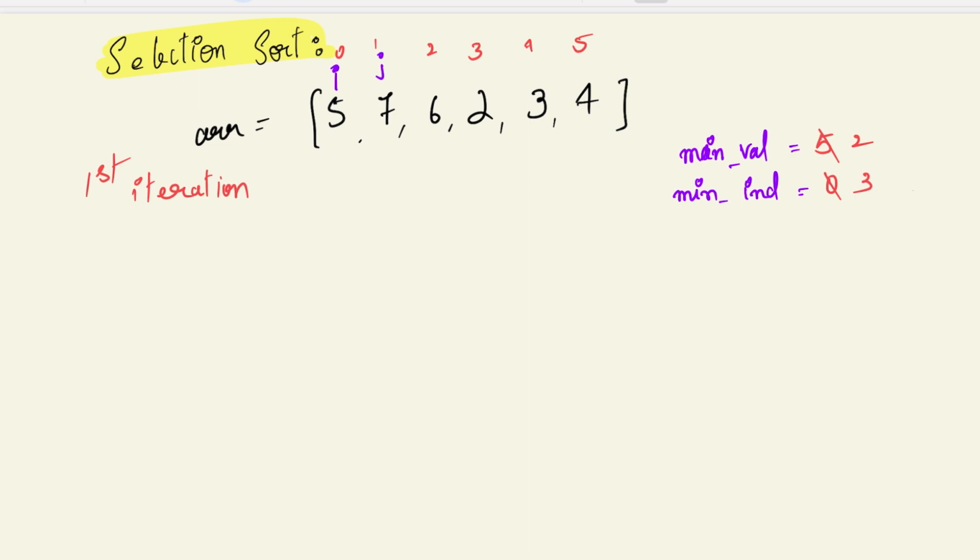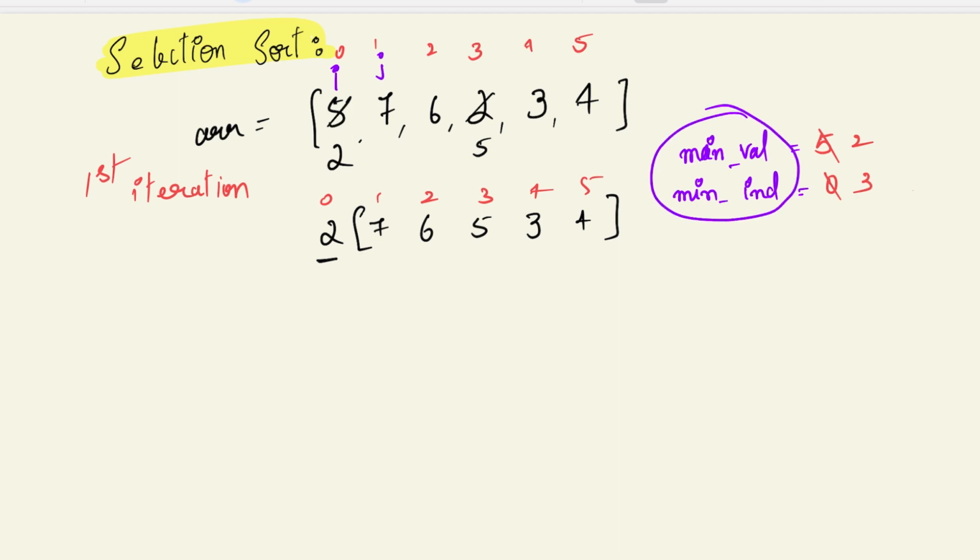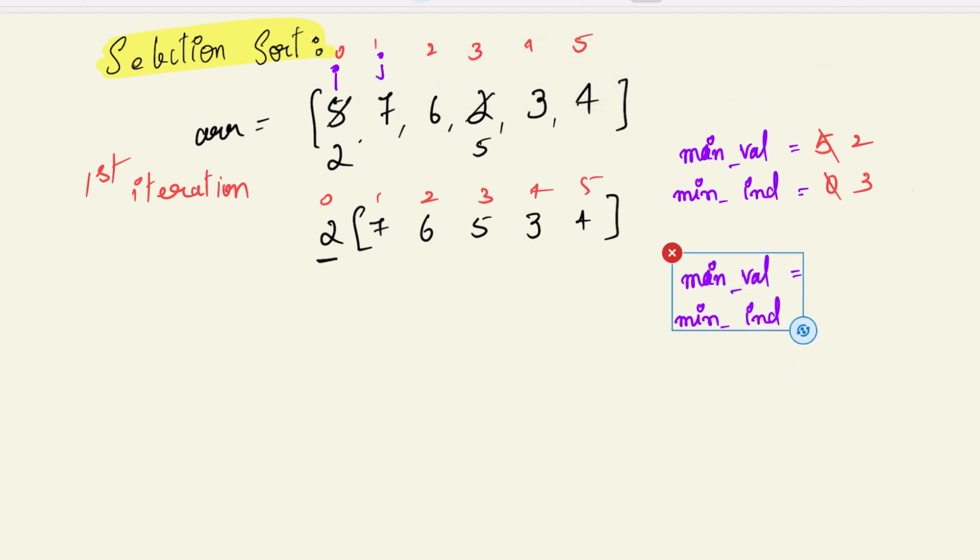So we have a new array in the first iteration, that is the 2 will go here and 5 will go here. So the resultant array is 2 7 6 5 3 4. And now the first element is sorted. Now we'll check from the second element. So this index will be the same, and now min value is, as you can guess, obviously assigned as 7, as we are starting from 7, and the min index is obviously 1.